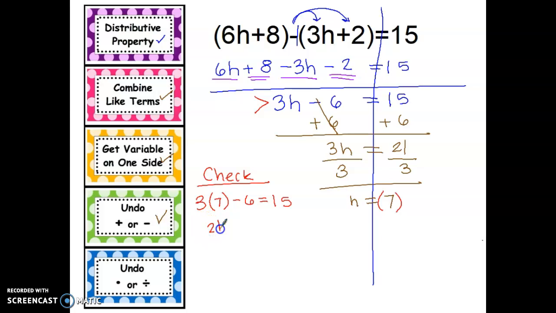So 7 times 3 is 21, minus 6 is equal to 15. 21 minus 6, hey, that equals 15. We're good to go. That checks out.